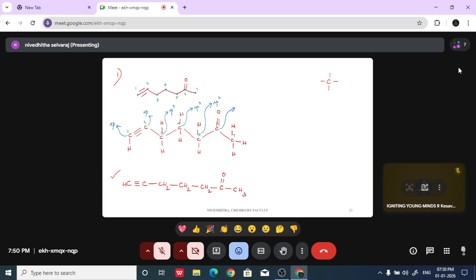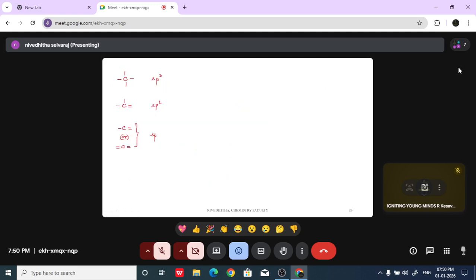How about the hybridization of the sixth carbon? sp2, ma'am. Yes, this is sp2, because this carbon has one double bond and two single bonds. How about the seventh carbon? sp3. That's it. So this is how to find the hybridization of each carbon in an organic molecule.